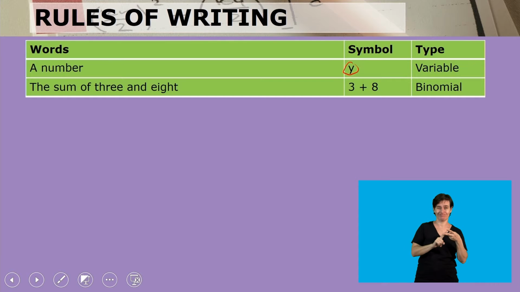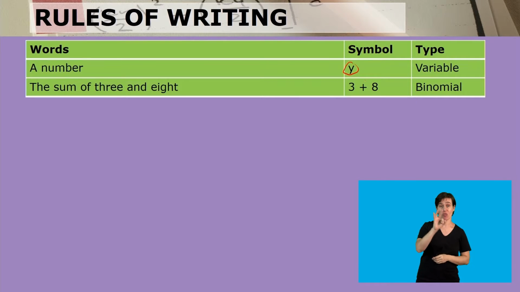Secondly, the sum of 3 and 8. Most of the calculations we will find they are using sentences that we have to convert into expressions. So when they say sum of 3 and 8, remember sum is representing the addition sign and then 3 plus 8. This is a binomial meaning two terms of that expression.